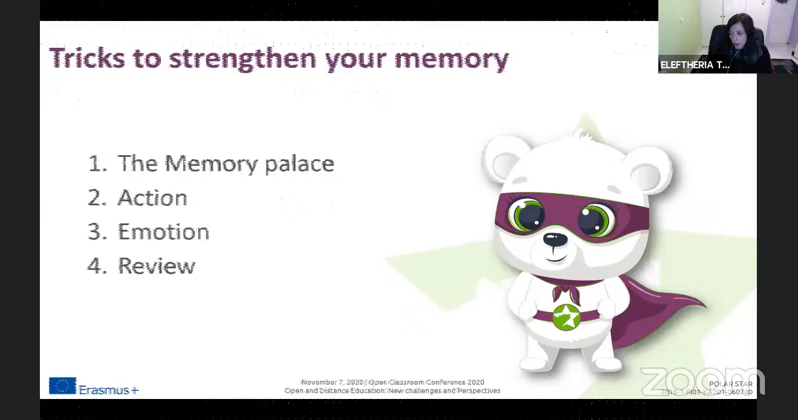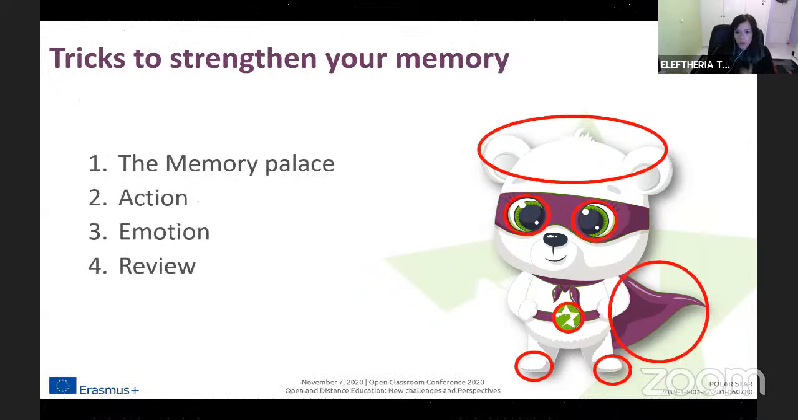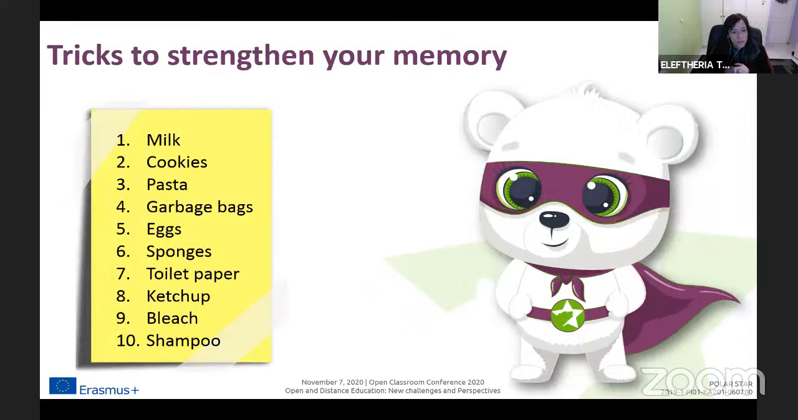So in the case of my demonstration, I'm using Polar, and Polar's body parts are my memory palace. So her head, her eyes, her cape, her buckle, and her feet, or whatever other place on her body, her body is my memory palace. Imagine that these different parts of her body are placeholders in which I'm going to store memories. I'm going to try to memorize something super simple right now. I'm going to try to memorize a shopping list of 10 items.